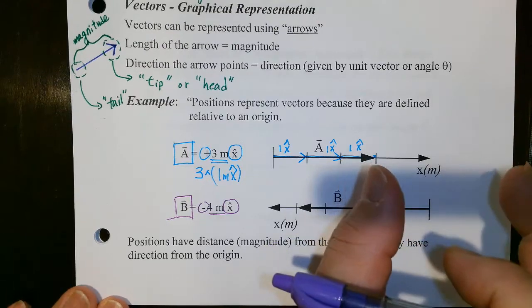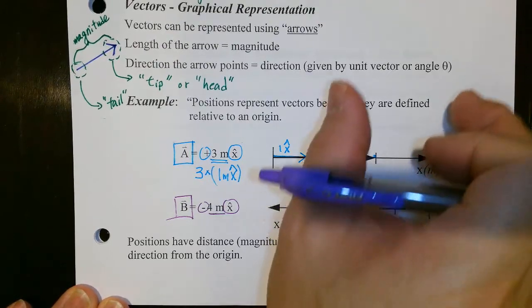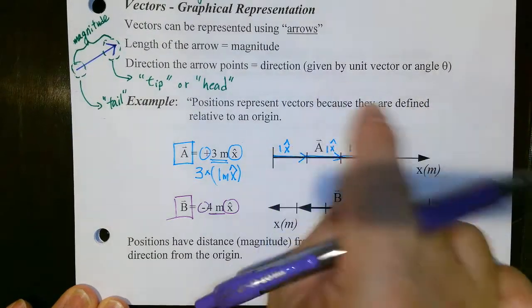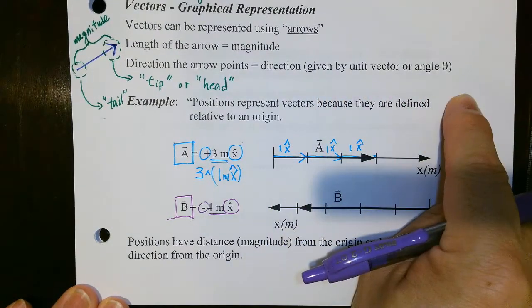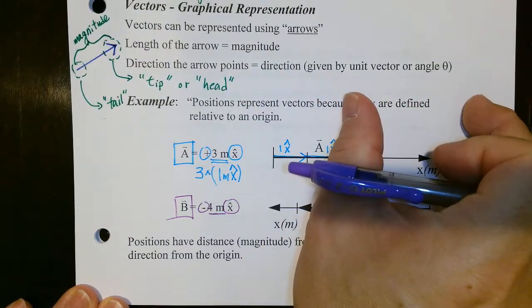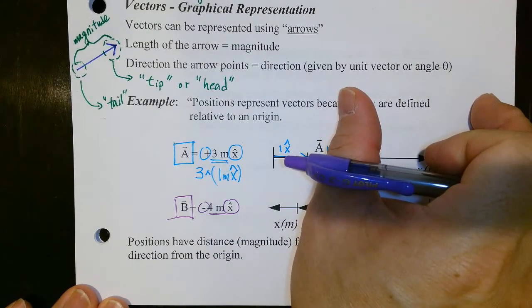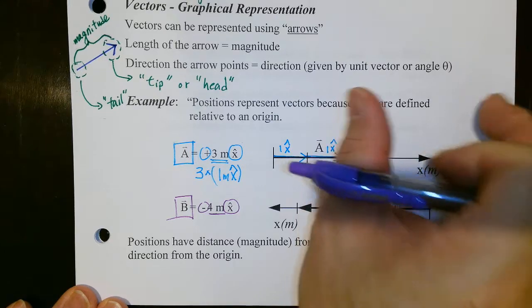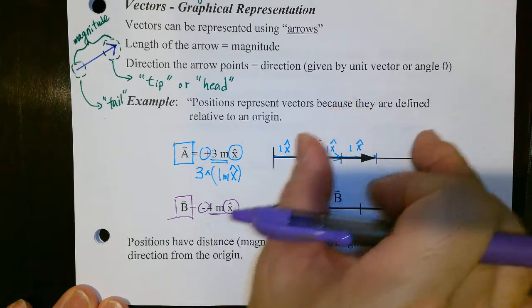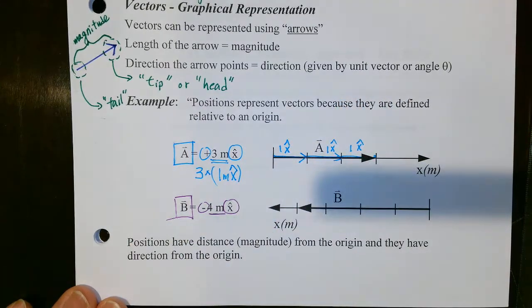Matter of fact, it doesn't even have to be on the axis. It could be up here, as long as it's 3 meters long and it's going in the positive x direction, it is still vector A. It's a lot more convenient if you were to draw the vector starting from the origin all the time. Just like if you were to measure time with a stopwatch and you always start at 0.000 seconds.